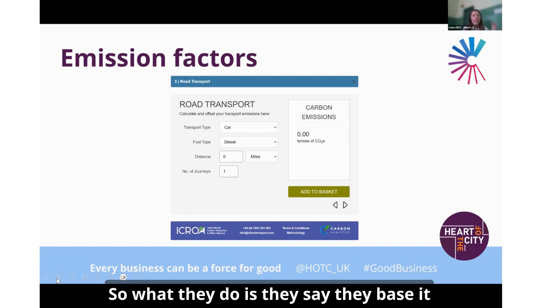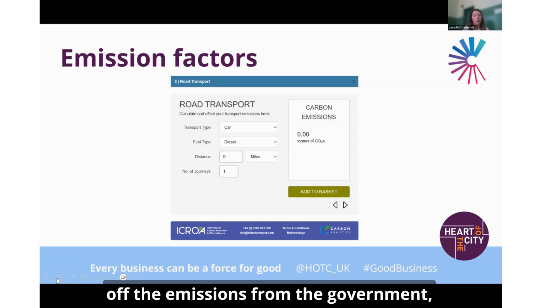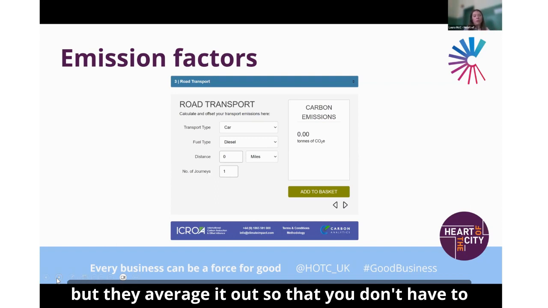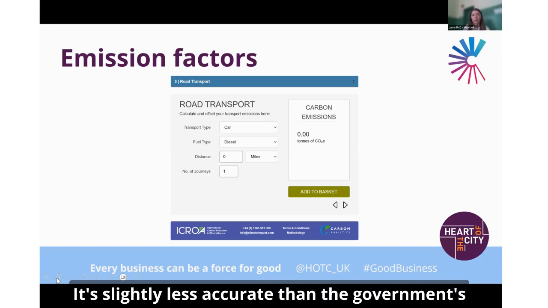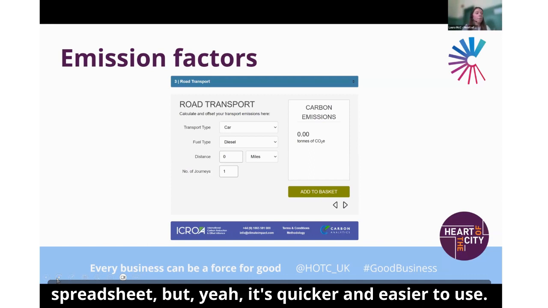So what they do is they base it off the emissions from the government, but they average it out so that you don't have to collect as much data, and it's a bit more user friendly. Because of that, it's slightly less accurate than the government's spreadsheet, but it's quicker and easier to use.